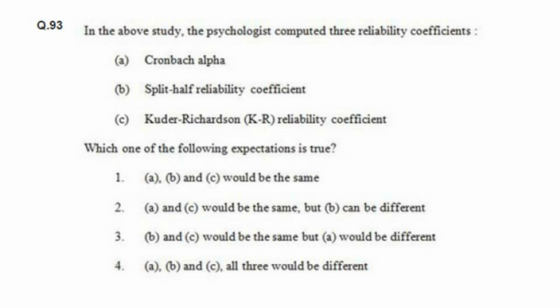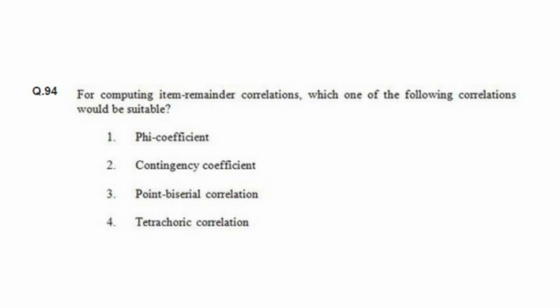Cronbach alpha is also a Kuder-Richardson equation. So in that context, KR-20 is an equation that we use generally for dichotomous response patterns, yes or no, correct or wrong, like that. Option 2 would be correct: A and C would be the same and B can be different, like that. Okay, now look into the next question.